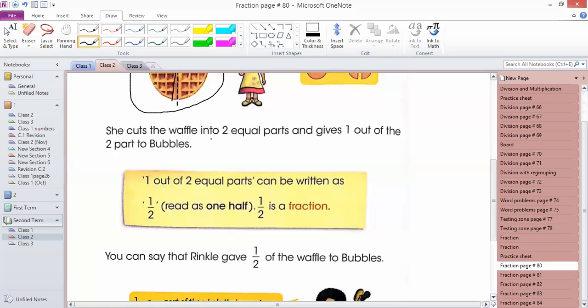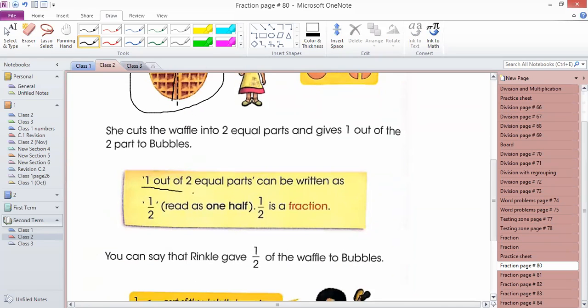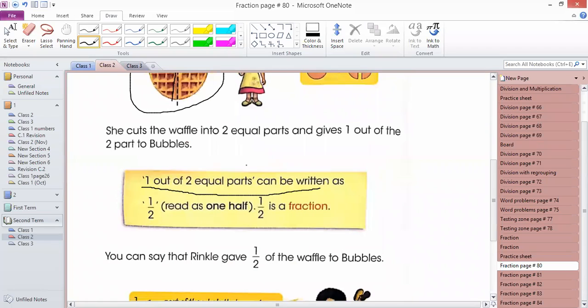1 part out of 2 parts she gives to Bubble. That means she is giving half to Bubble, 1/2. 1 out of 2 equal parts. So out of 2 parts, she gives 1 part to Bubble and 1 she eats by herself. So we can say that she gave half of the waffle to Bubble and half she ate by herself.